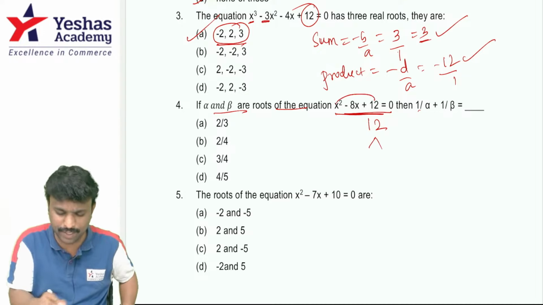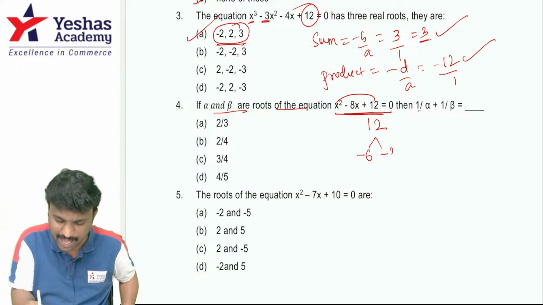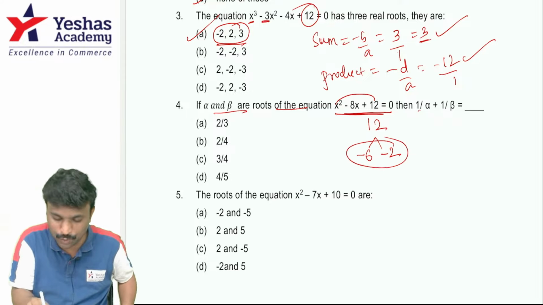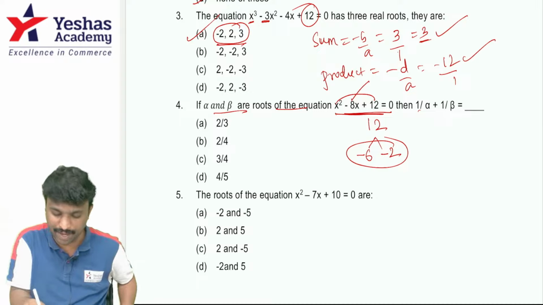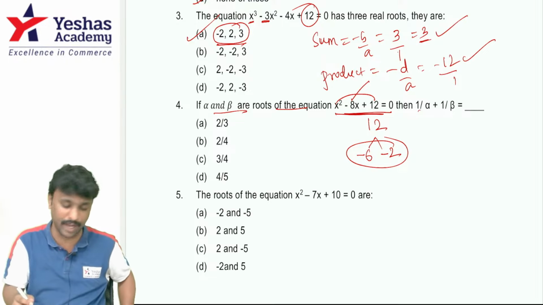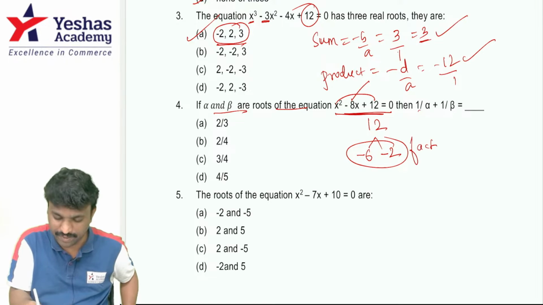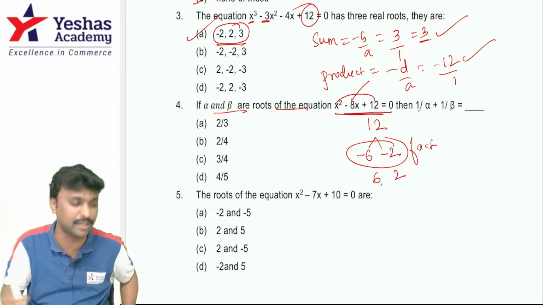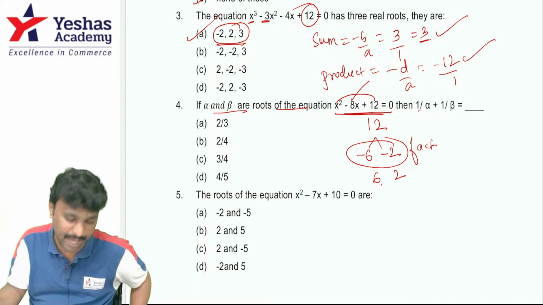If you take the product, 12 into 1 is 12. Now tell me the two factors, minus 6 and minus 2. If I add these two, I get the middle term minus 8. If I multiply these two, I get the product 12. So these are the factors. Obviously the roots are going to be 6 and 2. Yes or no? The roots are 6 and 2.